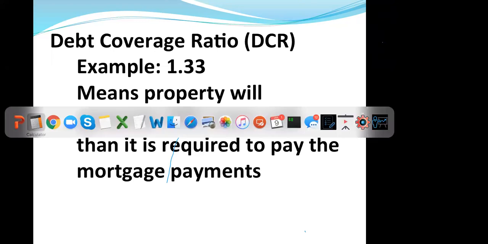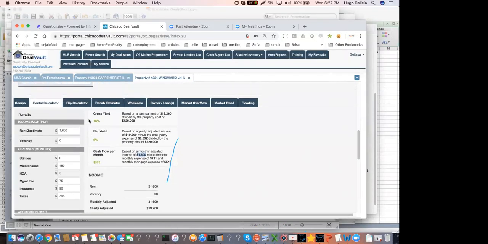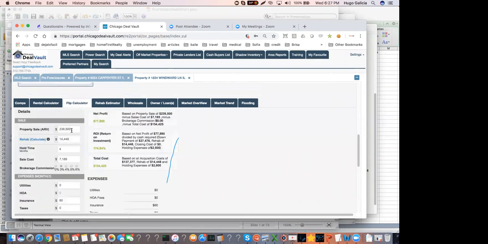Now, the second thing that we need to do is make sure that we're able to do a fix and flip on this property. So let's go over to the flip calculator and run the numbers. By default, once we computed the ARV, we already put these by default for you.